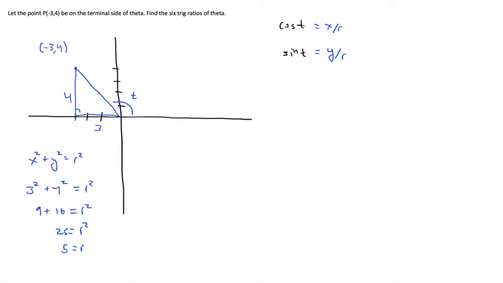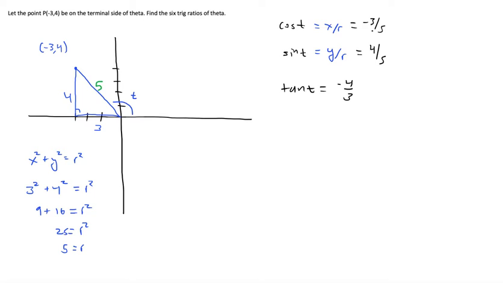So what does that mean? It means that this length here, the r value, is 5. Remember, it's not equal to 1. You got to be very careful with that. So now we should be able to answer this question. Cosine of t is not just going to equal -3. It's not equal to the x value. It's x over r, so that would be -3 over 5. Sine is equal to 4 over 5. And tangent then would equal y over x, which is -4/3.